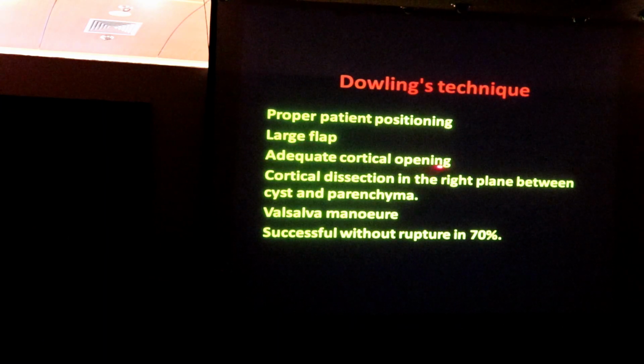You have to have a good cortical opening in the brain. Dissect in the right plane. As you said, you have 3 layers of the cyst, so you have to dissect between them in a proper fashion, and then use the Valsalva maneuver, and you take it out without rupturing it. If it ruptures, the patient either dies on the table or he will have a major recurrence and he will die later. Brain hydatid is very serious.